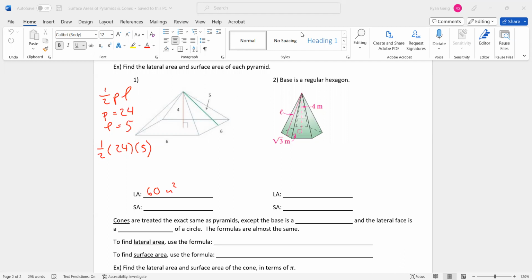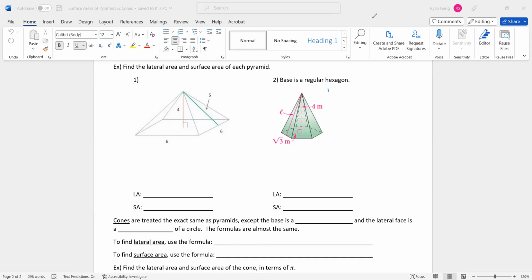And then for the surface area, I just have to add in the base. The base is 6 times 6, or 36. So 60 plus 36 is 96 units squared. All right. Now we're going to take a big jump and go a lot harder.